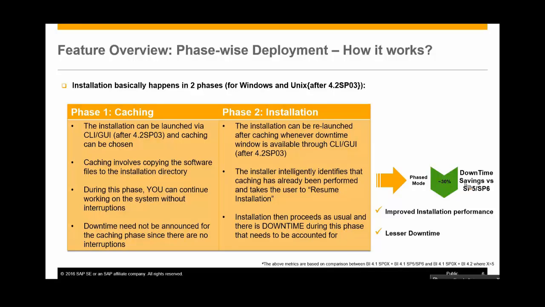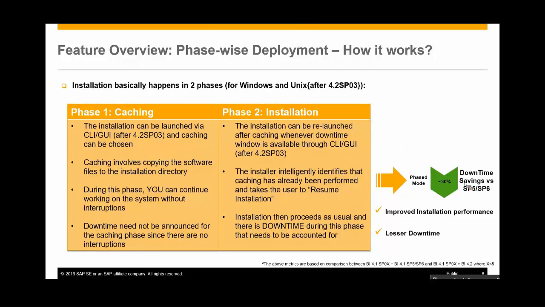For Windows, it is available from the 4.2 Service Pack 2, and for Unix, it is available from the Service Pack 3. So the two phases that I'm talking about in the installation are caching and the resuming of the installation phases. So basically, we start with the BI platform installation. You have the option of performing a phase called caching first.